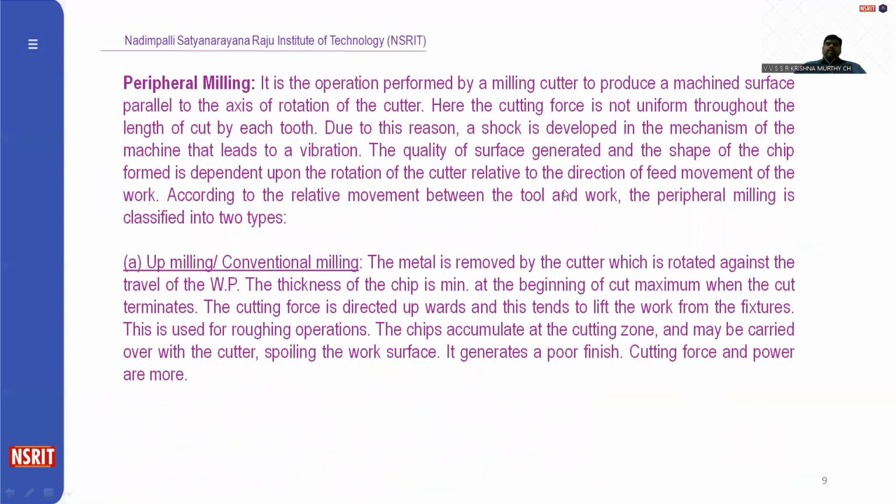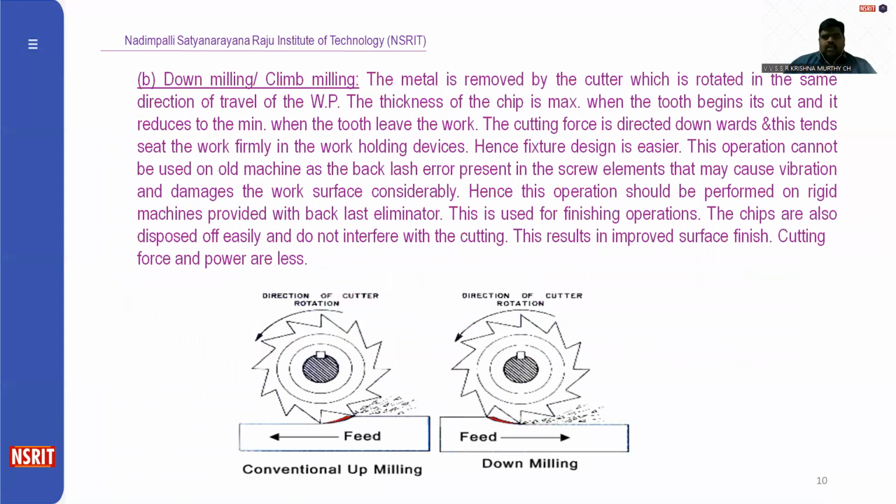The next important term is peripheral milling. Peripheral milling is an operation to produce a machined surface parallel to the axis of rotation of the cutter. Here the cutting force is not uniform throughout the length of the cut given by the tool. The quality of the surface generated and the shape of the chip depend upon the relative direction of the cutter rotation and feed. This can be done in two kinds: up milling, also called conventional milling, and the other is down milling. Here we can see the diagram of conventional up milling and down milling.